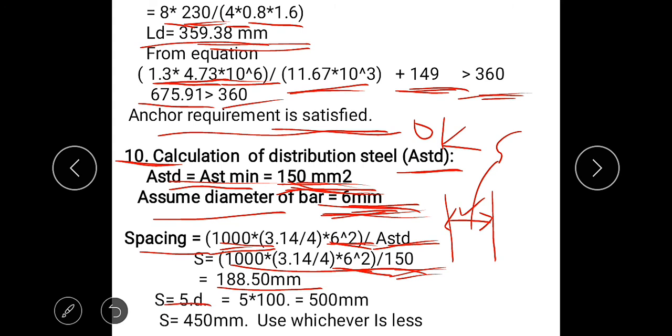Second, spacing is 5 into d. 5 into d, where depth is 100, so 5 into d is 500 mm. So between 500, 188.50, and S equal to 450, from these three, whichever is least. From 188.50, 500 and 450, 188.50 is the smallest. So for distribution we provide spacing of 188.50.